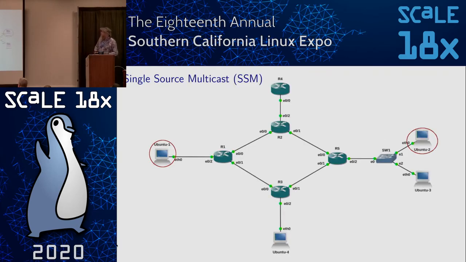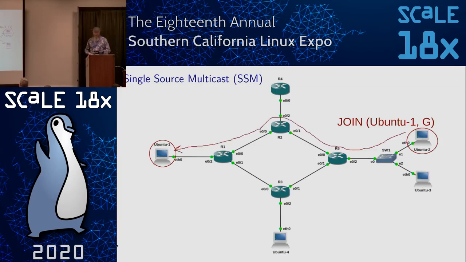So again, we've got Ubuntu 2 here that wants to join a group. So it sends a join, but in this case, it knows that the source is Ubuntu 1. So it just sends the join. There's no rendezvous point now, it doesn't need one. It just sends the join towards Ubuntu 1. Again, all of the routers in between add that group into their outgoing interface list. So E02 here, E01 there, and so on.